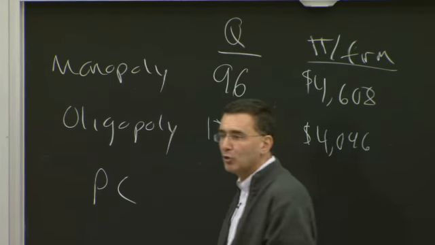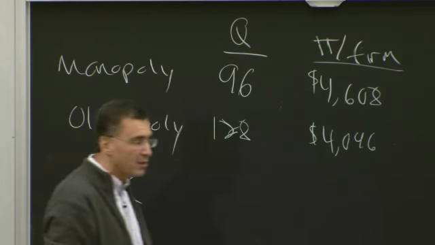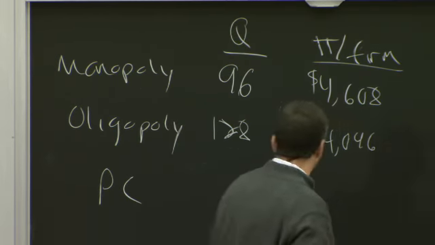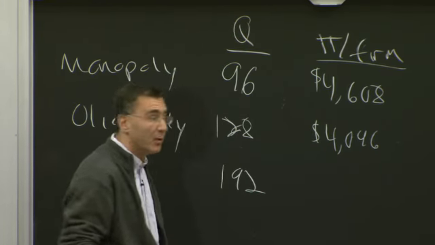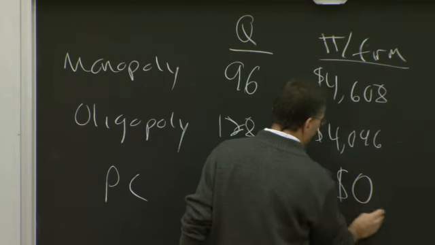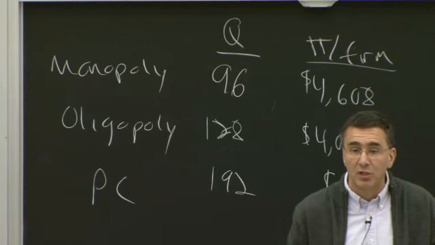147, because price equals marginal cost with perfect competition. So quantity will be 339 minus 147, or 192. There'll be 192 units sold, and what will profits be? 0. 0 profits in perfect competition. With a flat marginal cost, there'll be 0 profits with perfect competition.